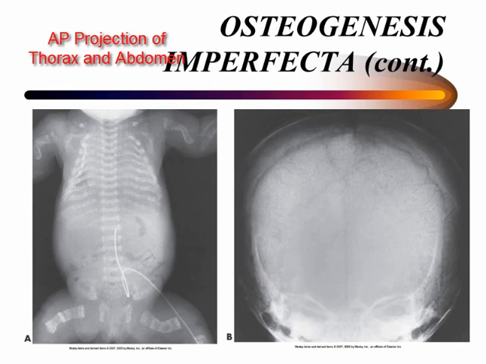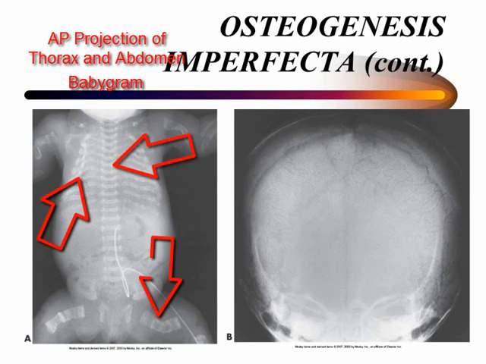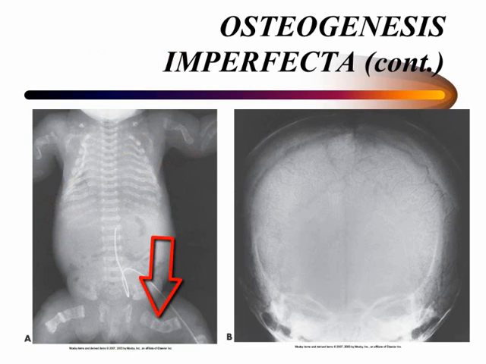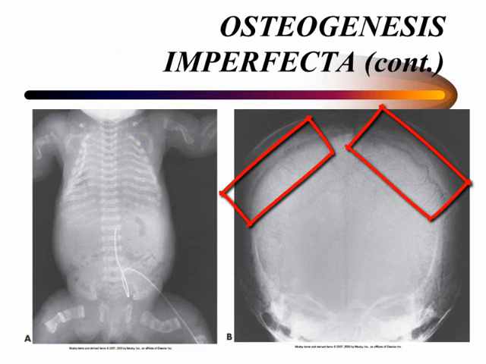In the AP projection of the thorax and abdomen, otherwise referred to as a babygram, note the generalized flattening of the vertebral bodies associated with fractures of multiple ribs and long bones. Ossification of the skull progresses slowly, leaving wide sutures and multiple juxtasutural accessory bones within a suture referred to as wormian bones that produce a mosaic appearance.